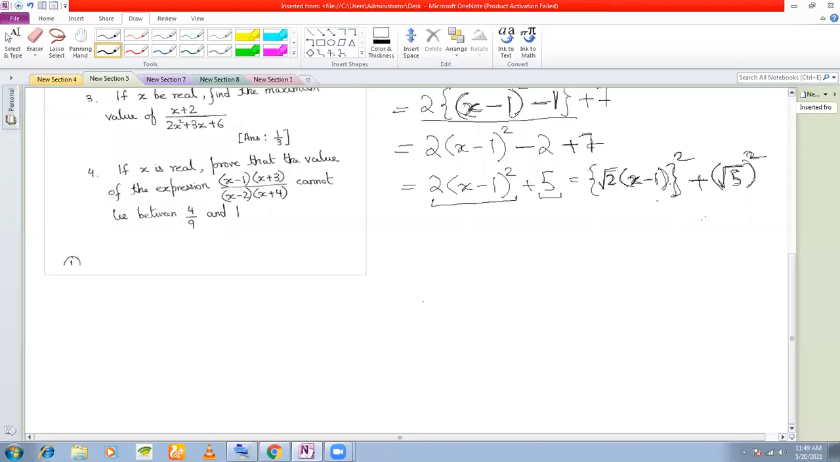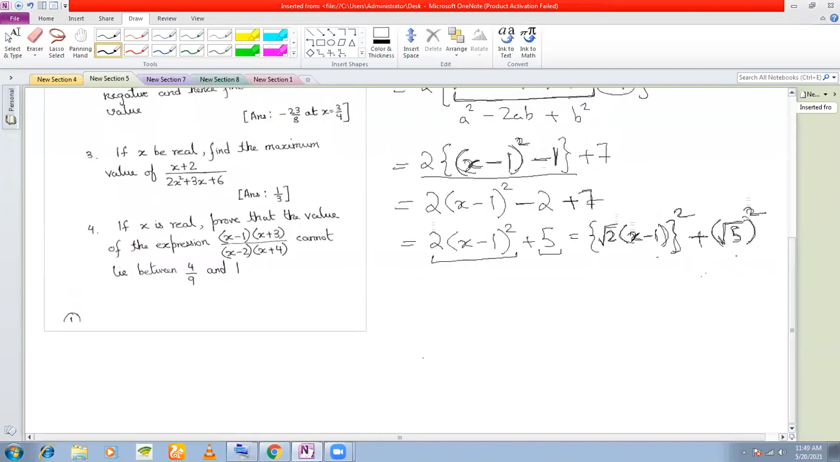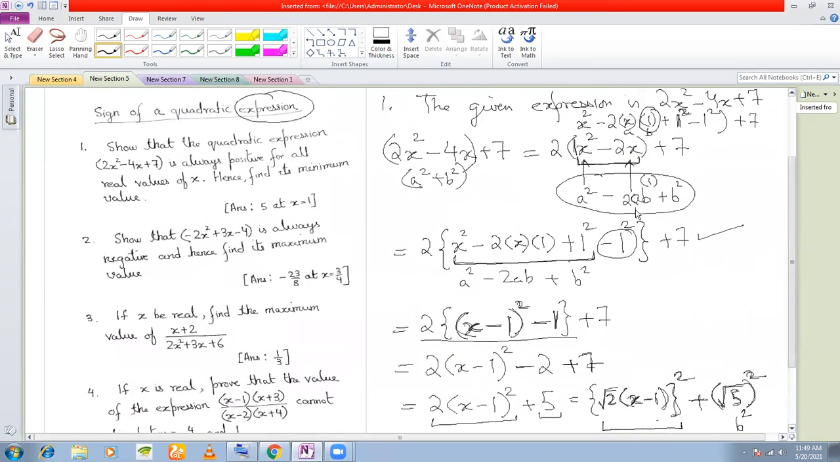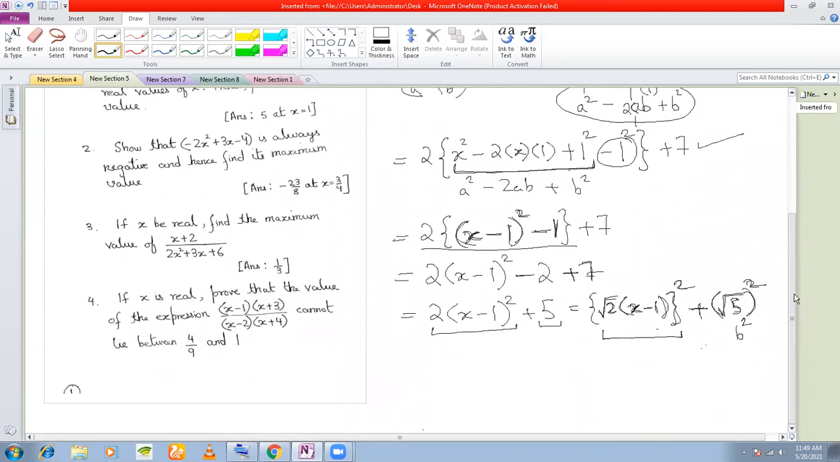If you see here, I have expressed this in the form a square plus b square. Now, this b square here is positive always, right? Because it is root 5 square. What about this? This can be 0, isn't it? The minimum value of this given expression will occur only when this part is 0, isn't it?